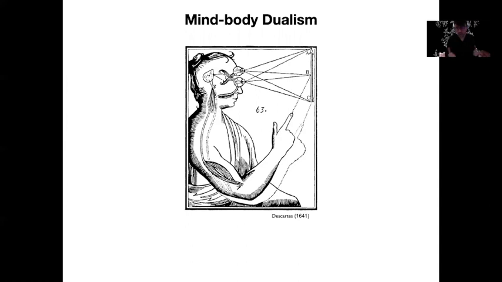Is that true? Well, one neuropsychological syndrome seems to show a dissociation between the two. And this is called anosognosia for hemiplegia.